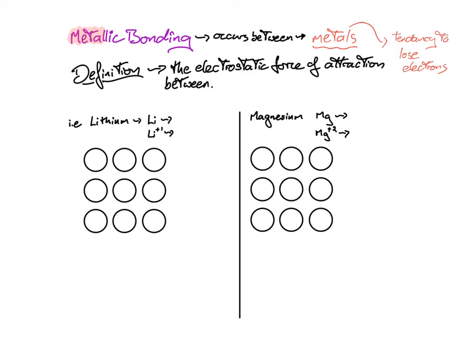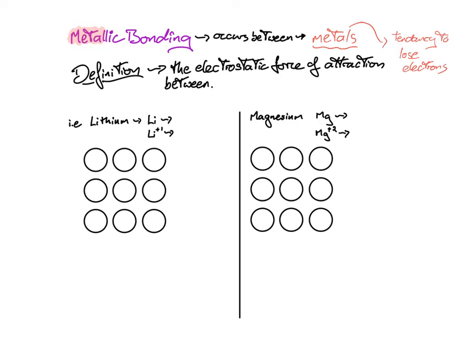When you just get non-metals together, as you've probably seen in a previous video, the tendency is for everything to gain. How can everything gain? Everything can gain by sharing. So the question lies here, metals have a tendency to lose electrons. How can everything lose electrons whilst staying overall neutral?